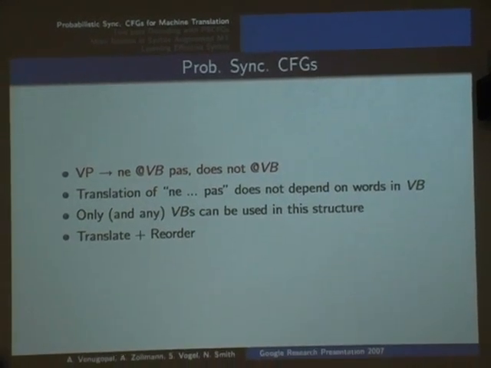So, probabilistic synchronous context-free grammars. Probabilistic because we have weights on each one of these rules, synchronous because it represents translation from one language to another, and context-free grammars, and that's coming from the grammar formalism that we're using. So here's an example of a kind of rule that we could expect.